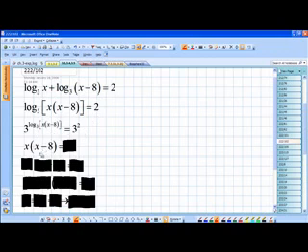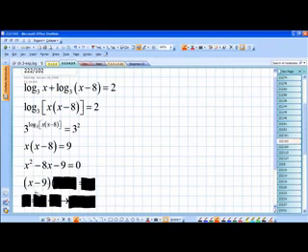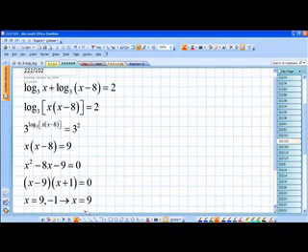So I've got x times x minus 8 is equal to 3 squared, which is 9. Distribute and subtract 9 from both sides. I've got a quadratic, and then we can factor, and I get x is equal to either 9 or negative 1. However, you can't take a log of a negative number. Plugging it back in, that wouldn't be in the domain, and so the answer is simply x is equal to 9.